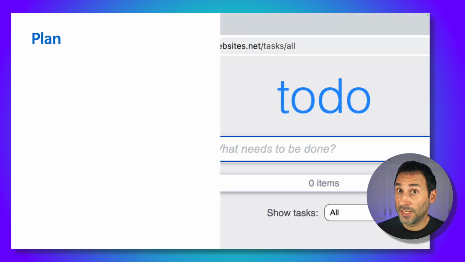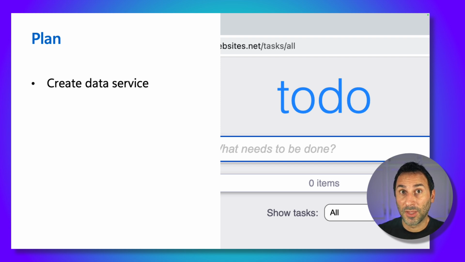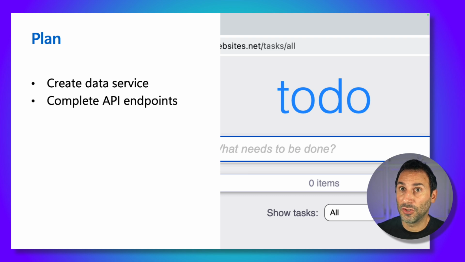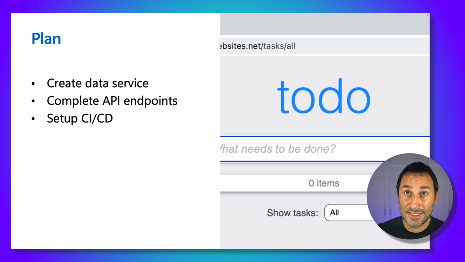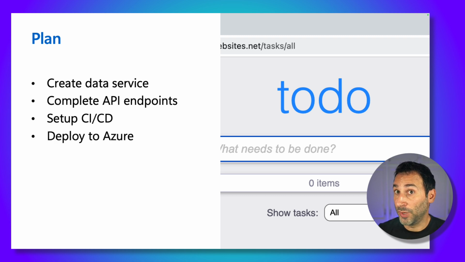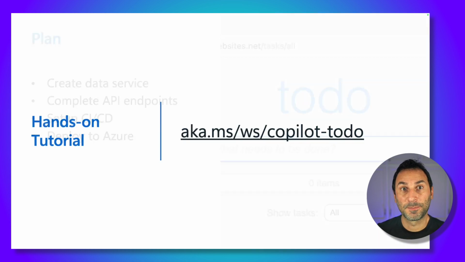The application is mostly done, but we need to create a data service to talk to Azure Cosmos DB so we can store and retrieve the data. We'll also complete the implementation of the API endpoints and set up the CI/CD pipeline to first create the Azure resources and deploy our application to Azure using GitHub Actions.